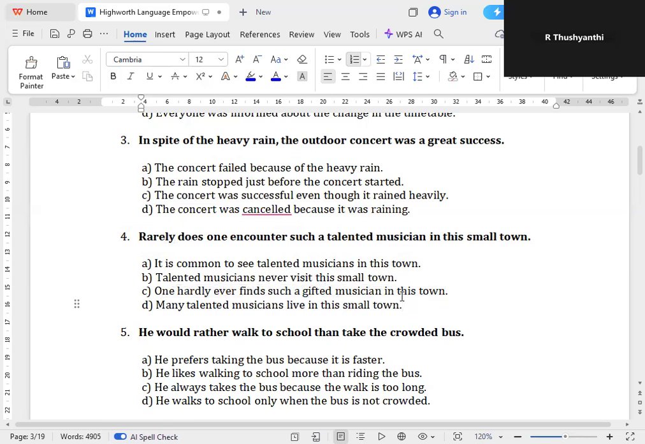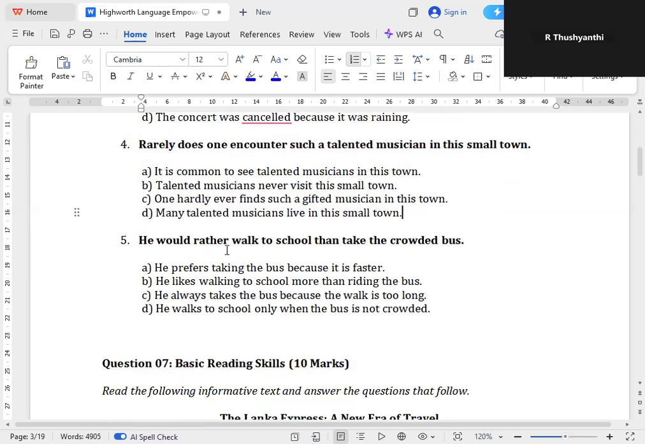No, right? Fifth one. He would rather walk to school than take the crowded bus. Let's see the options. He prefers taking the bus because it is faster. He likes walking to school more than riding the bus. He always takes the bus because the walk is too long. He walks to school only when the bus is not crowded. So it's clear that B is the correct one. Riding means traveling by bus. Okay. So B is the correct one.